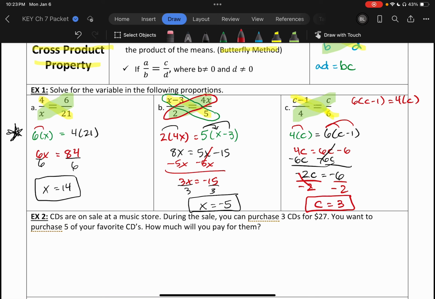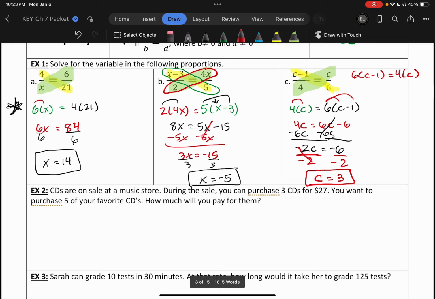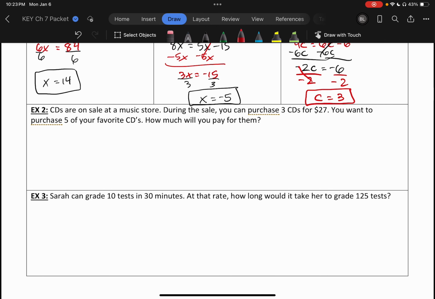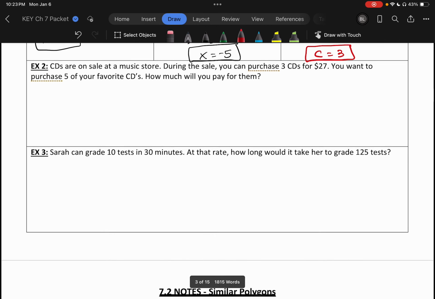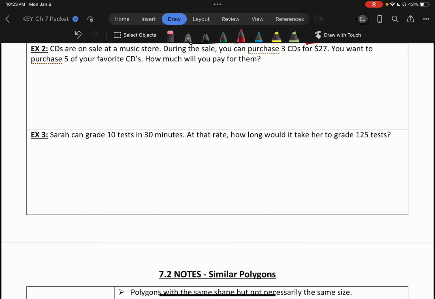Okay, you'll get more comfortable with these as you start to practice some, and you will have plenty of problems like this in the assignment for today. So we'll finish up here with the word problems here at the end. So example 2 says, CDs are on sale at the music store. During the sale, you can purchase 3 CDs for $27. You want to purchase 5 of your favorite CDs. How much will you pay for them?